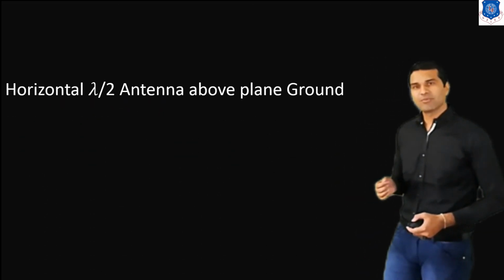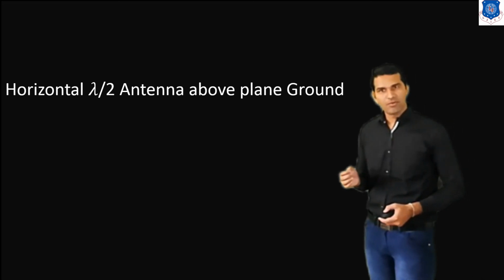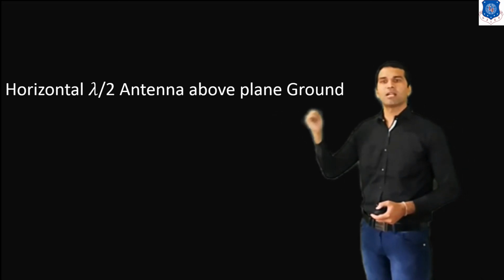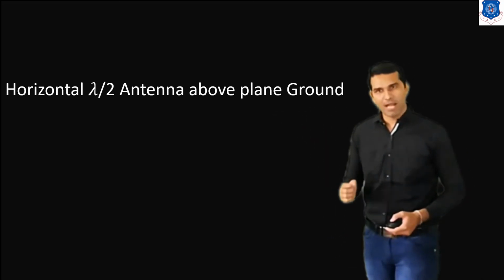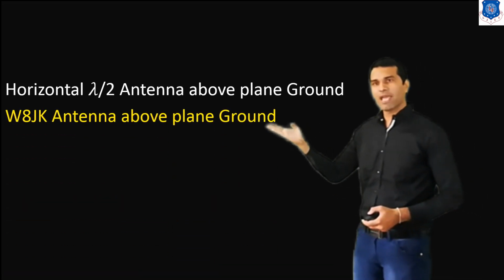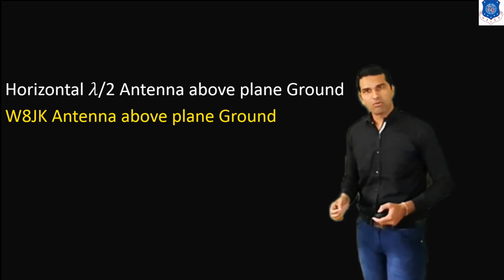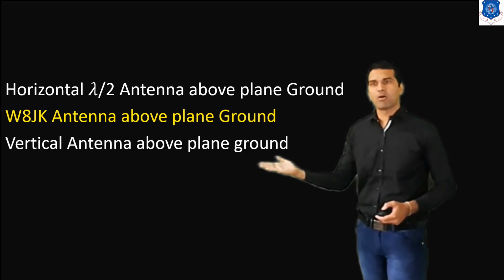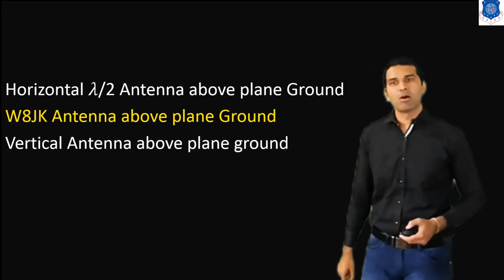So in this lecture we have discussed three antennas. First we discussed the horizontal λ/2 antenna above plane ground. Then we discussed the W8JK antenna above plane ground. And last we discussed the vertical antenna above plane ground.